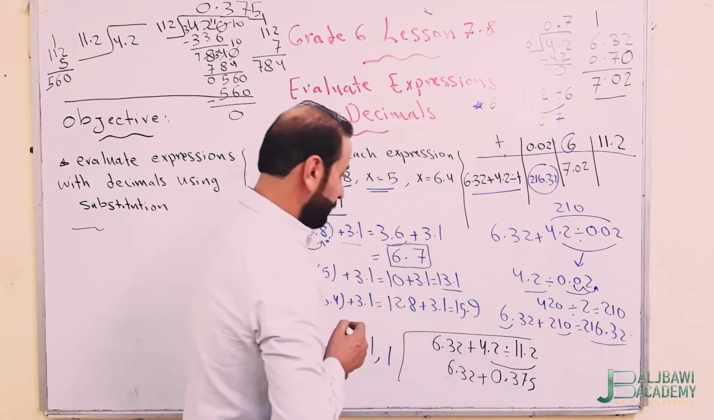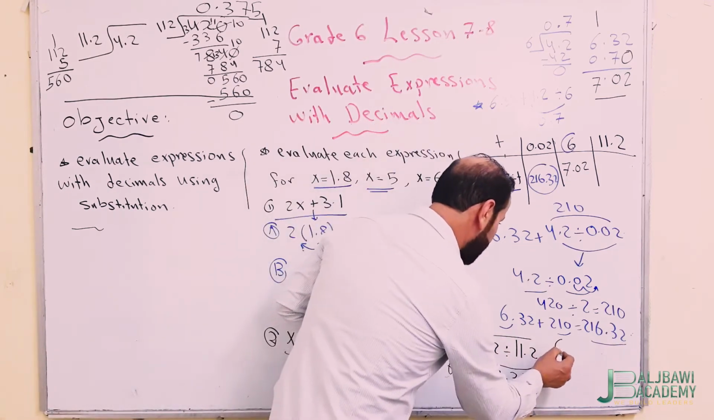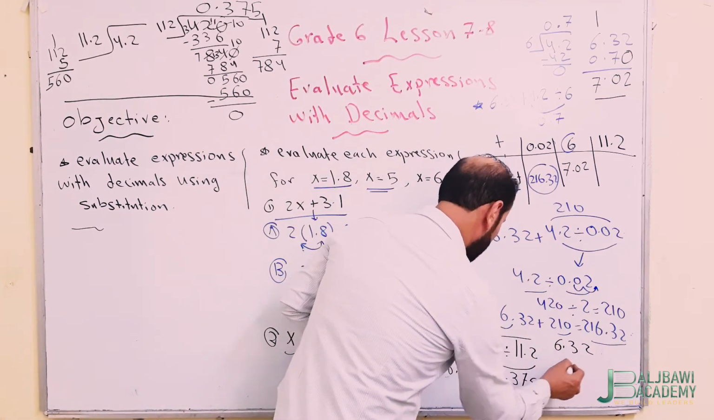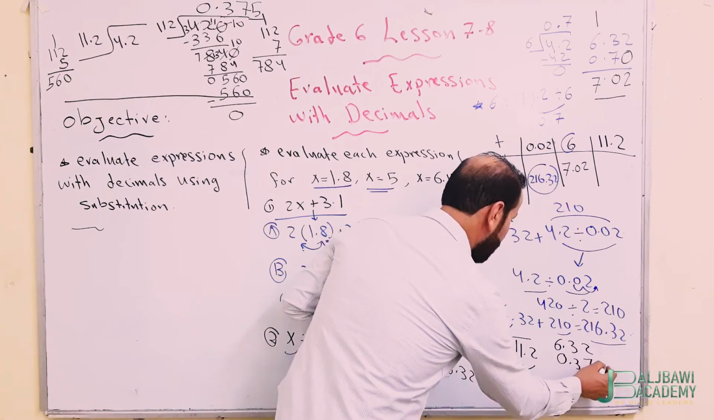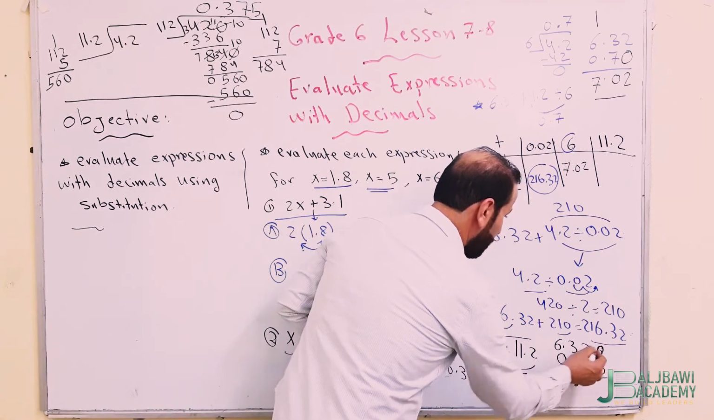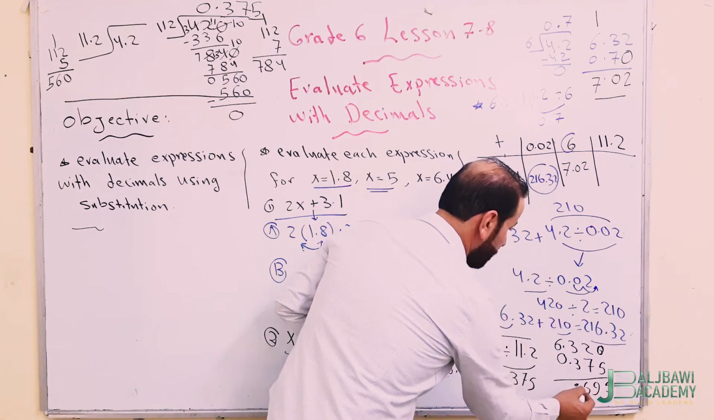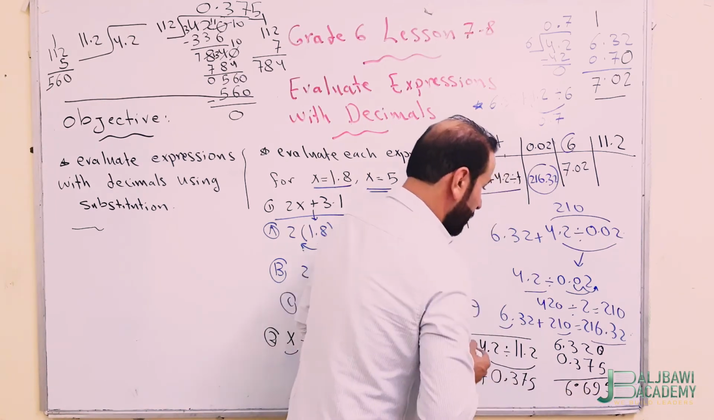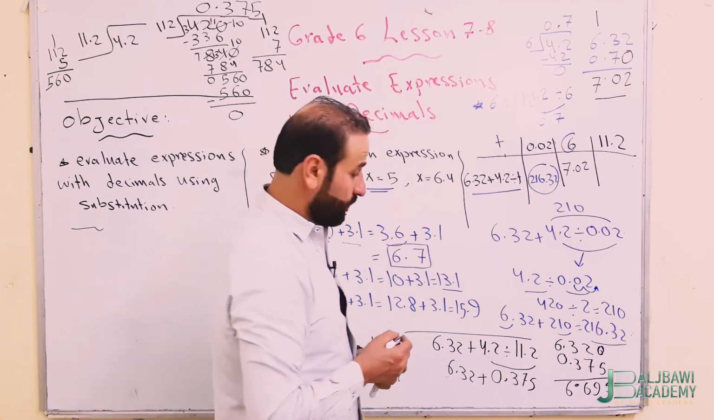Plus 6.32. Now, if I want to add them, I put 6.32 plus 0.375. I put here the point, and here I add 0 as a placeholder. Now 5, 9, 6, 6. So the answer is 6.695.